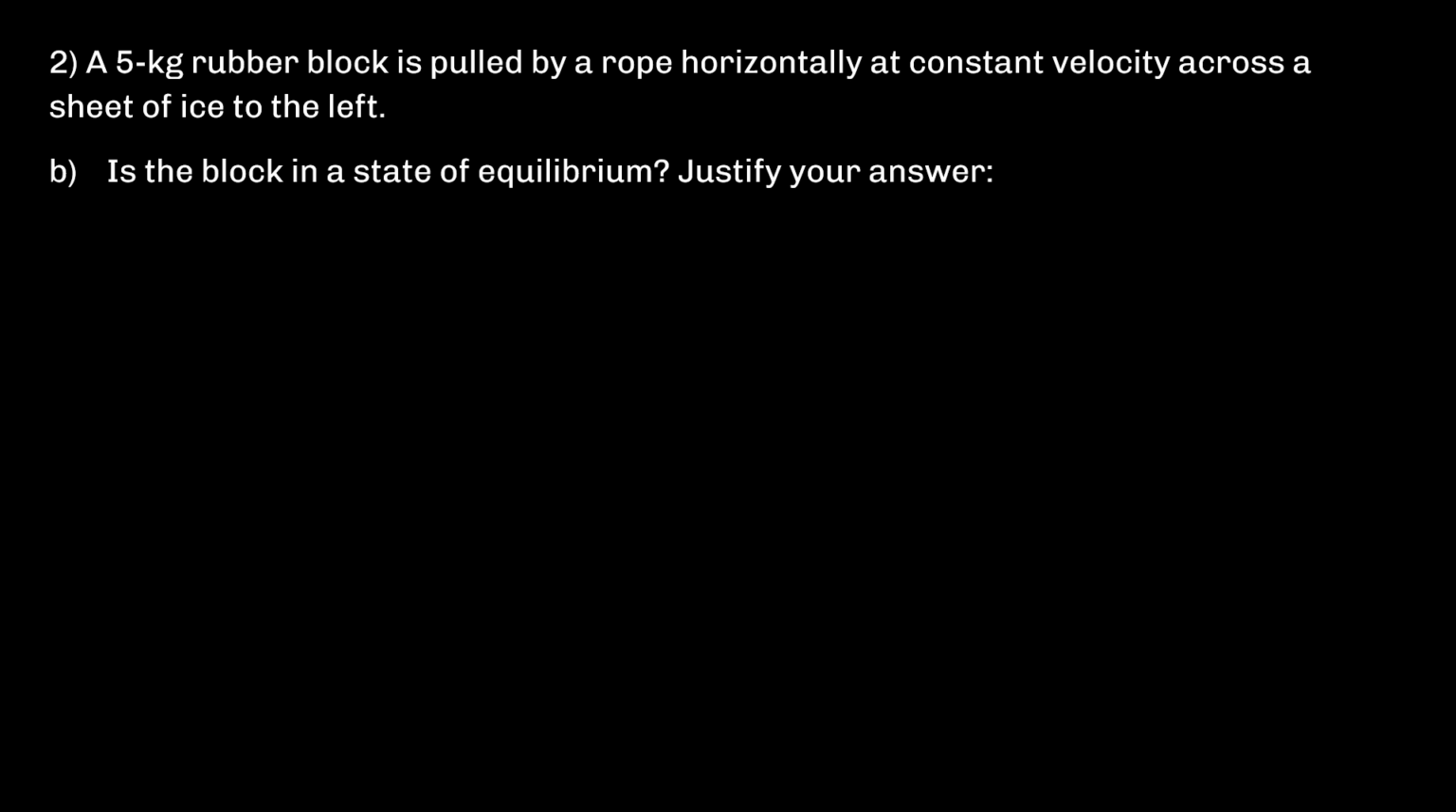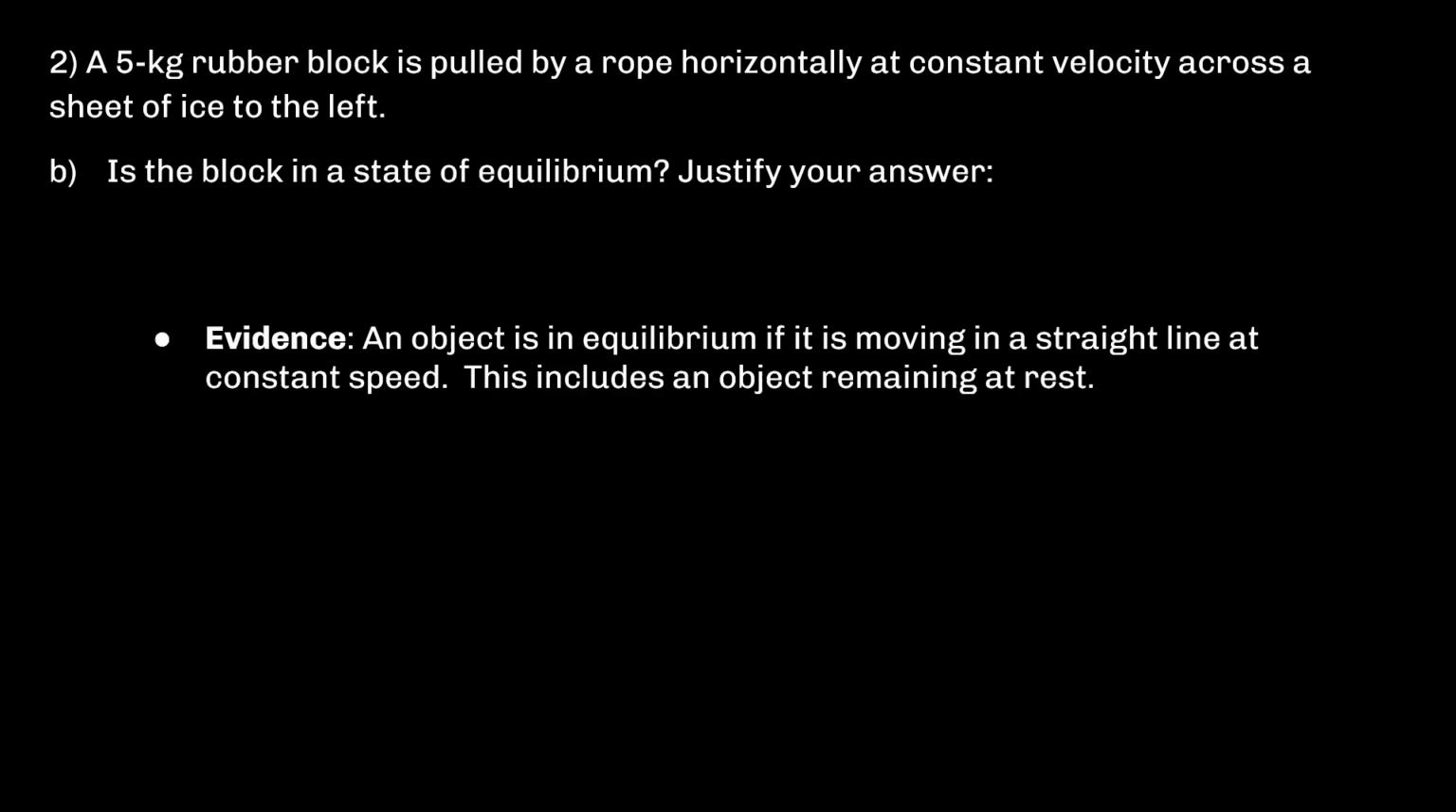All right, so part B, fairly similar to part B from number 1, is the block in a state of equilibrium. So you can definitely go ahead and try this yourself as well. We know again, we're going to start off with our evidence or our fact of physics. We know that equilibrium is when an object is moving in a straight line at constant speed. This includes an object at rest. So we have our evidence here, or our fact of physics. Now we're going to make our explanation based on this, or since this is happening, we are going to be making our claim based on that as well.